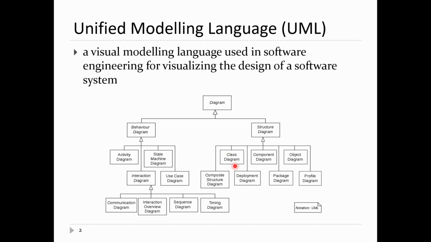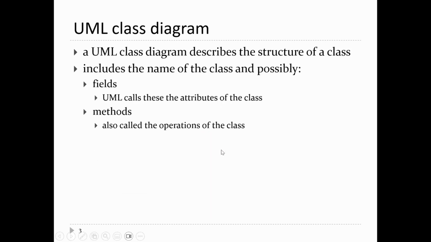Here, we'd be happy if you just knew what a class diagram was. So a UML class diagram describes the structure of a class. And so the structure of a class includes its name and its fields and perhaps its methods and constructors.